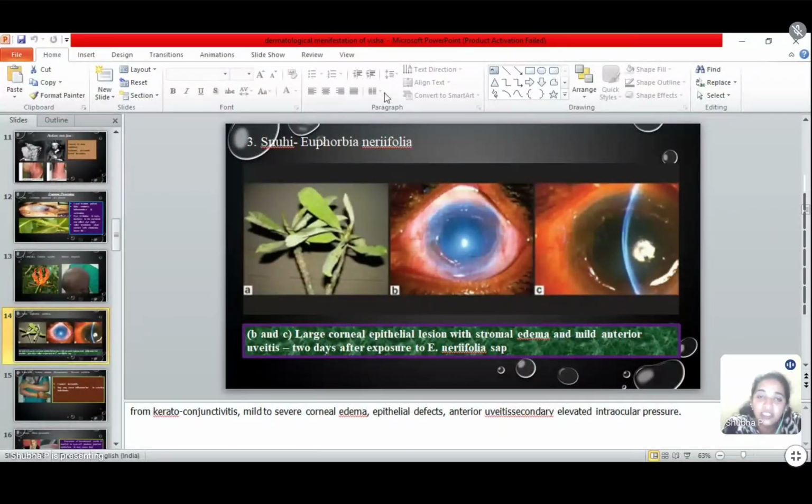Okay. Massive alopecia in the case of Langali because of dermal snowy. Again, it's a Kshira visha. It has also produced large corneal epithelial lesions with stromal edema and mild anterior uveitis. Uveitis was also seen in this, and it was seen after 2 days of exposure.